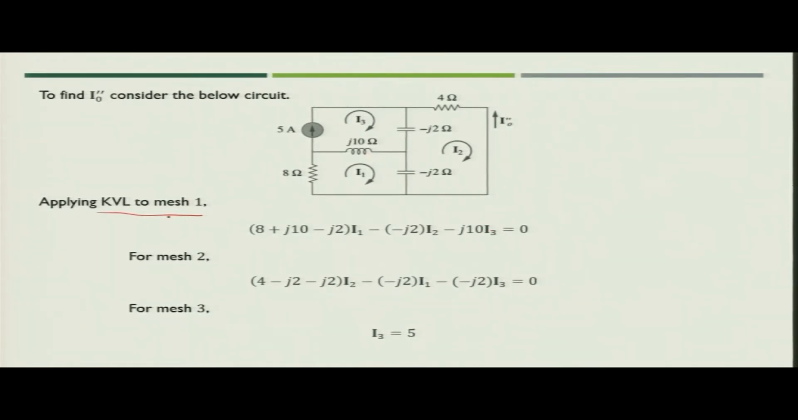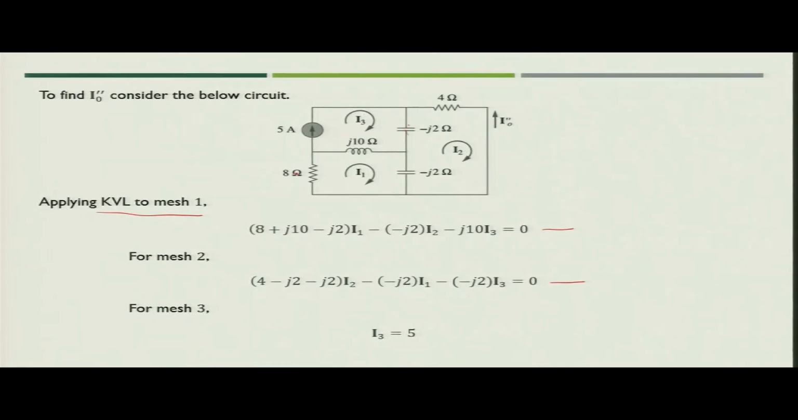So, from mesh 1 we get this equation. For mesh 2, what do you get? You get 4 minus j2 minus j2 into I2 minus of minus j2 into I1, because I1 and I2 are in opposite direction. Similarly, minus of minus j2 into I3, because I2 and I3 are opposite in this particular capacitor. So, we get another equation for mesh 2.